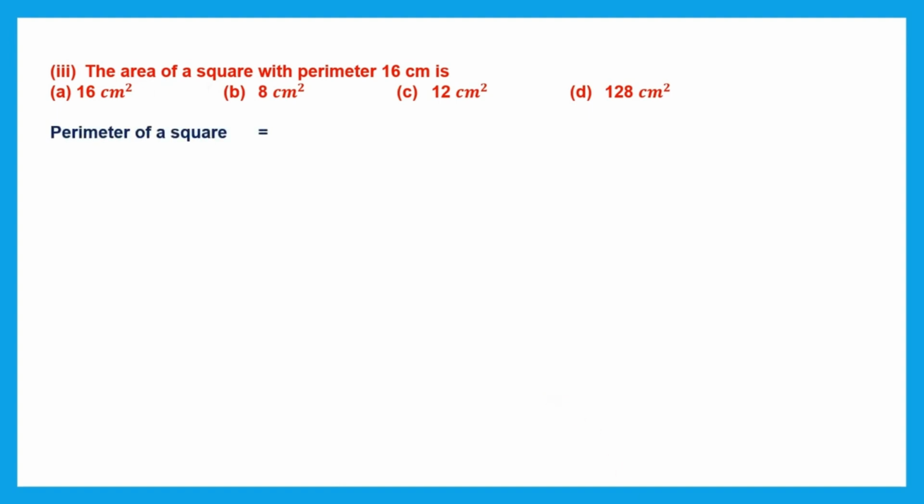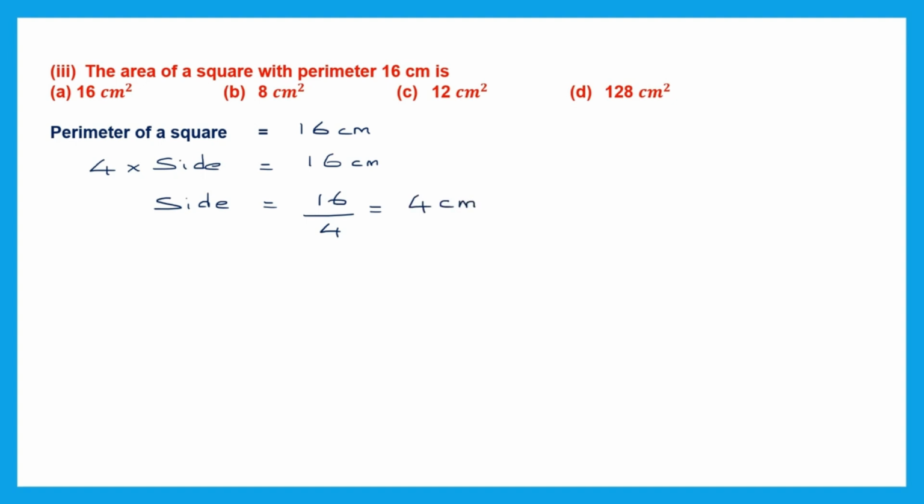So perimeter of a square given is 16 centimeters. And what is the formula for perimeter of a square? 4 into side. This is the formula. That means 4 into side is 16 centimeters. So side will be equal to 16 divided by 4. And 16 divided by 4 is 4. So now we know side is equal to 4 centimeters.